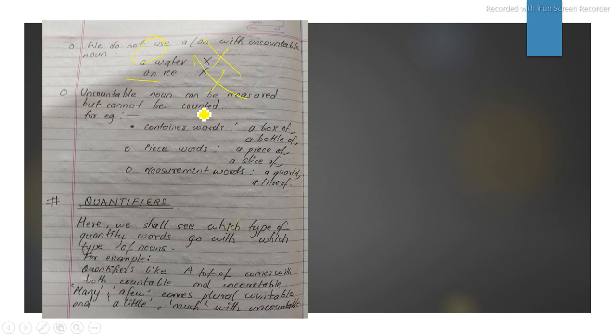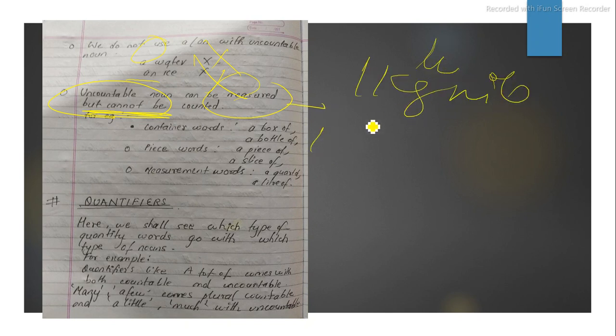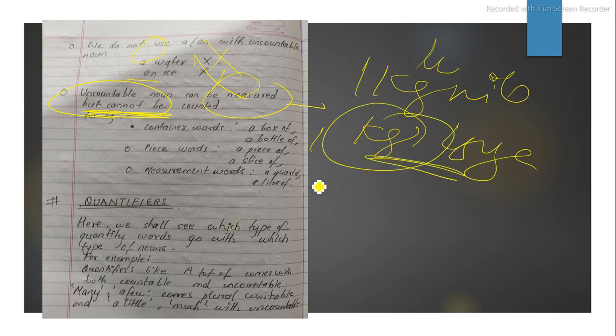Okay. Now, again, one thing I said that uncountable noun cannot be counted, right? But it does not mean that it cannot be measured. It can be measured. I can say that there is 1 kg of milk, or sorry, 1 liter of milk, or I can say that there is 1 kg of sugar, right? I can measure the amount of the uncountable noun, but I cannot count the quantity, how much it is.